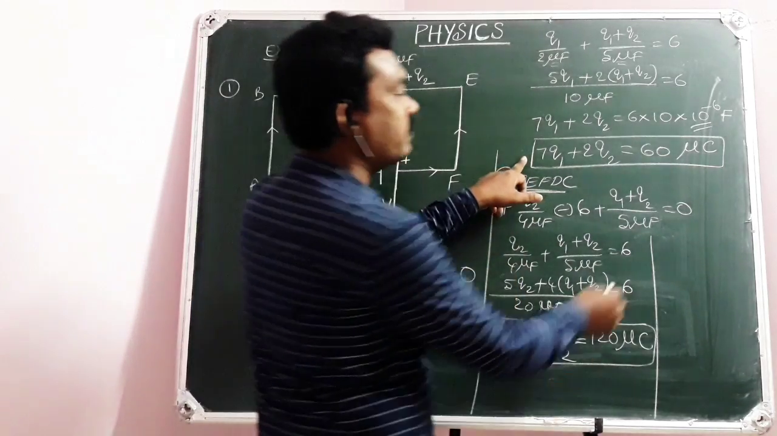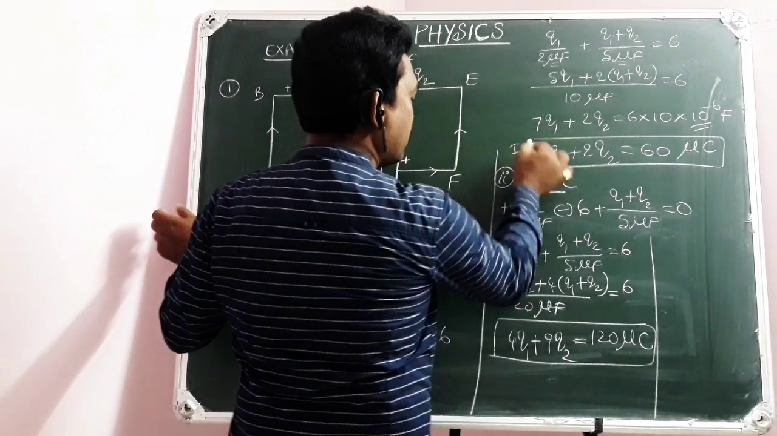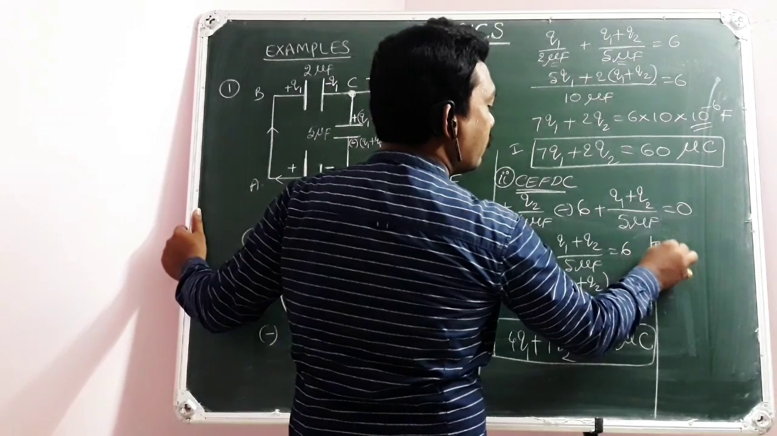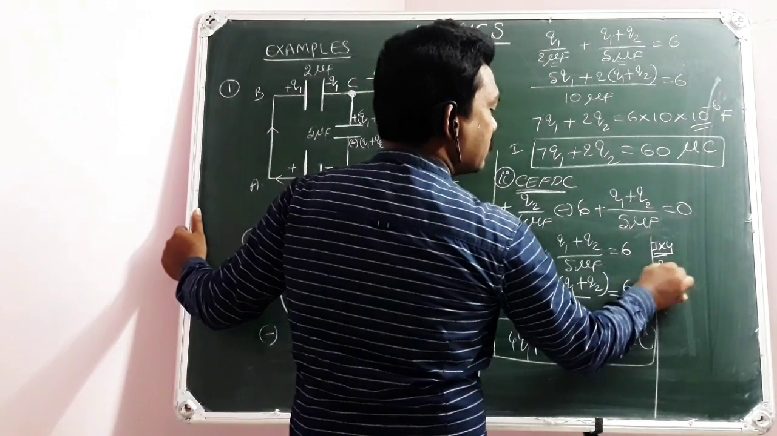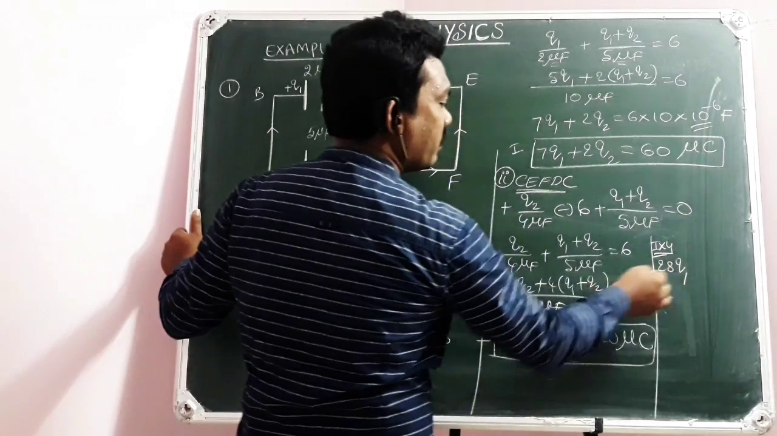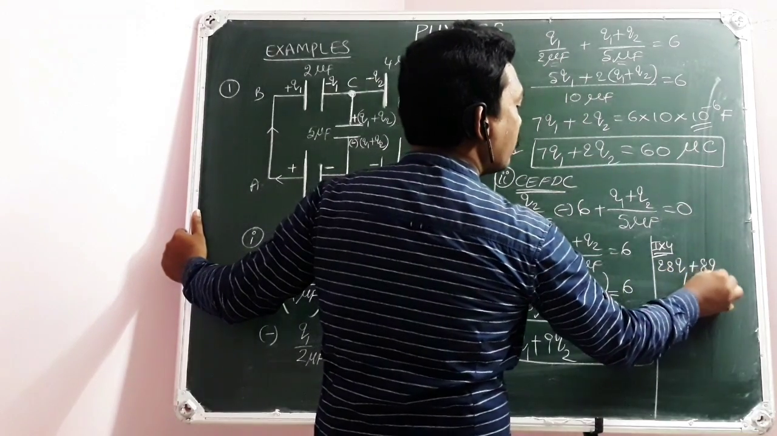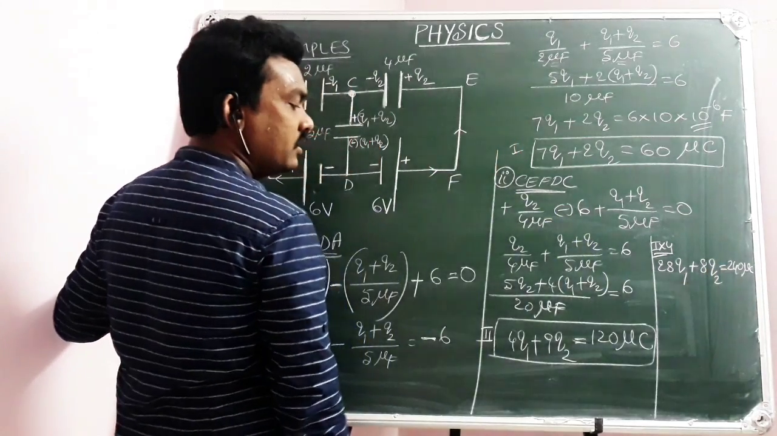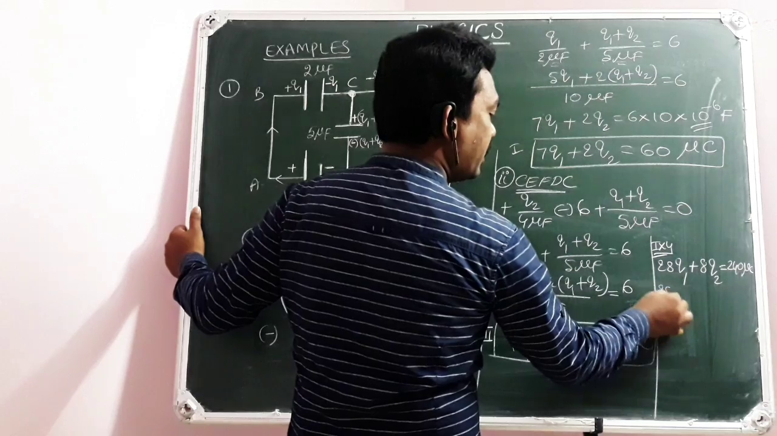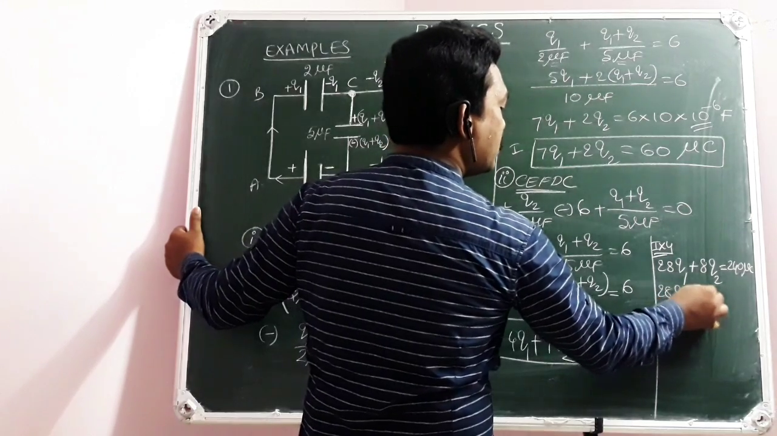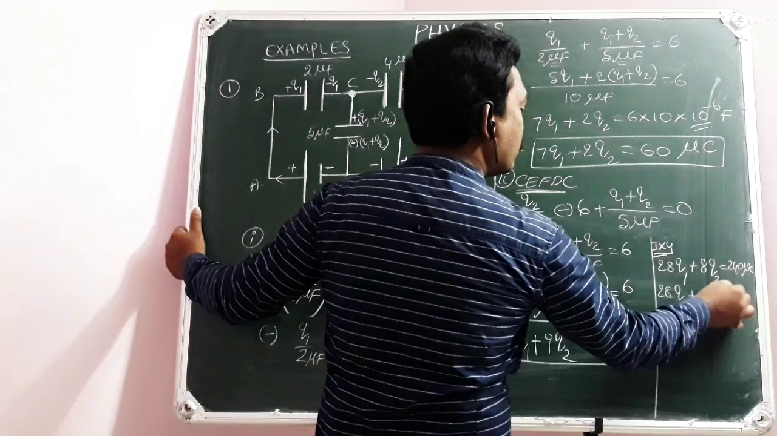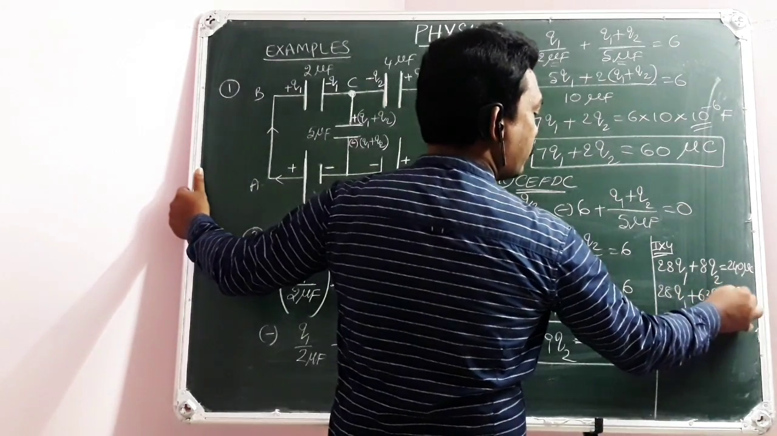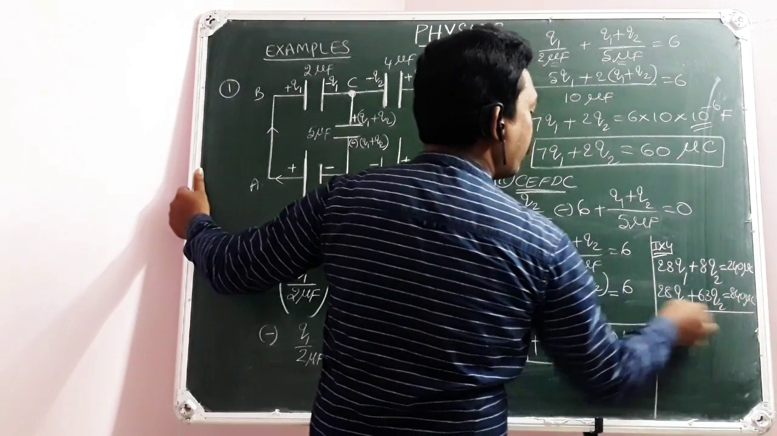If the first equation is multiplied with 4, hope you are sure of the calculation because you are not small kids. 28 Q1 plus 8 Q2 equal to 4 times 60, 240 microcoulombs. Don't forget, here with the 7, 28 Q1 plus 63 Q2 is equal to 720, sir. 700 plus 140, so 840 microcoulombs. Now you go for subtraction.